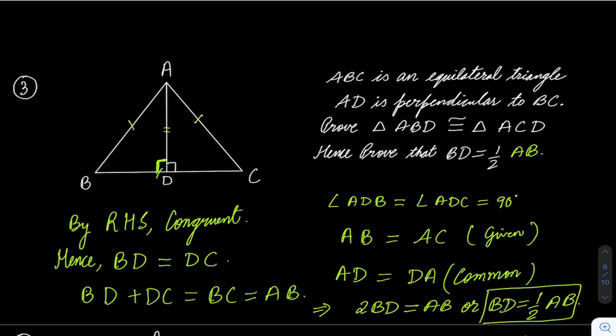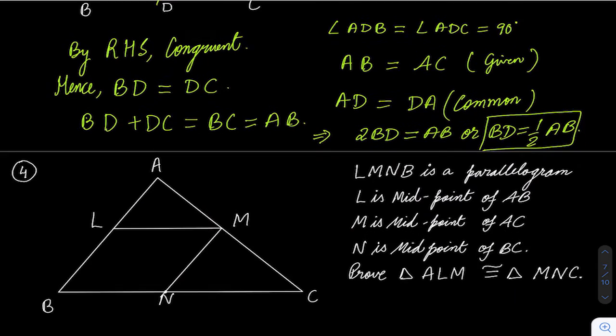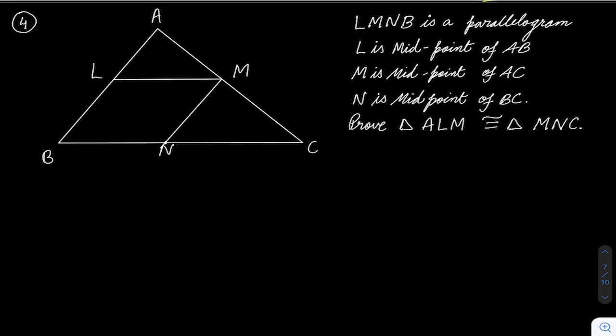Sometimes they will ask you to prove that two triangles are congruent, and then using that result, they will ask you something else. They will ask you about some angle or some sides. In this case, they have asked about some sides. So these kinds of questions are also very common in exams. Okay, let's go for the fourth question.